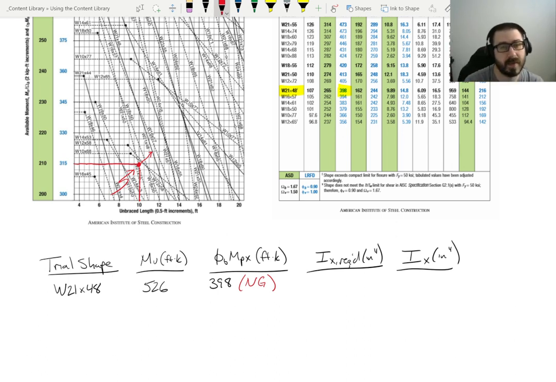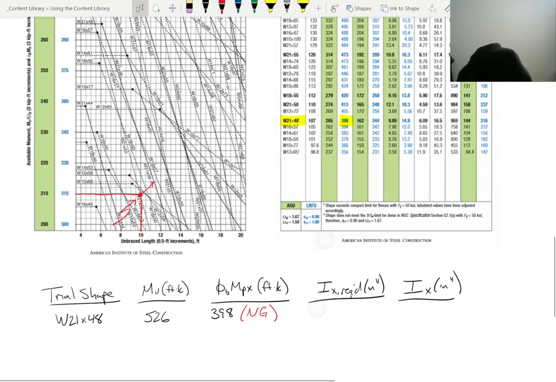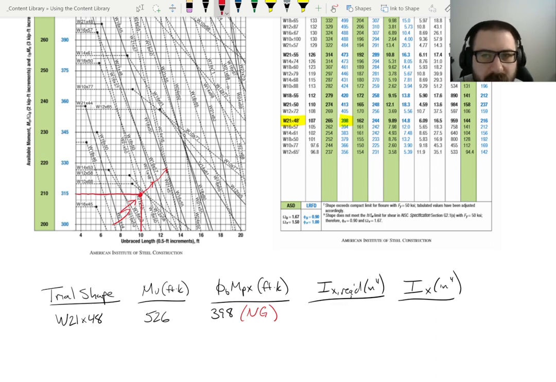So the way that I'm going to address that is I'm going to go to Table 3-10 again. I'm going to go onto the left chart and draw upwards to the right again, and find the next shape that works. So I draw up and to the right, there. And that's the next shape. And I look at that and I see that it is a W18x55. So now we'll try a W18x55.